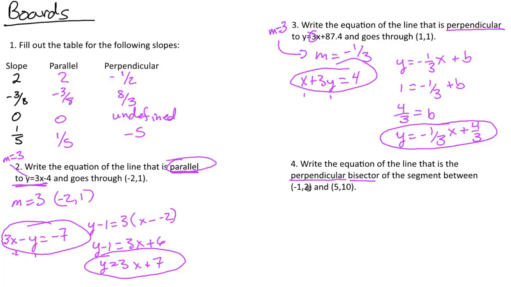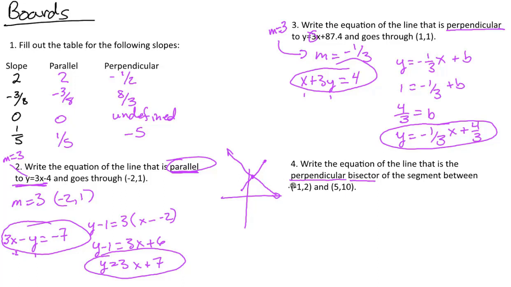So we're not going to go through either one of these points, and we won't have this slope. So I always kind of need to draw these out to make sure I know what's going on. Negative 1, 2, and 5, 10. Ooh, that looks like a very large positive slope. And so there's the segment. So we want the equation of the line that cuts it exactly in half. What a great problem. We've got to find the slope, first of all.